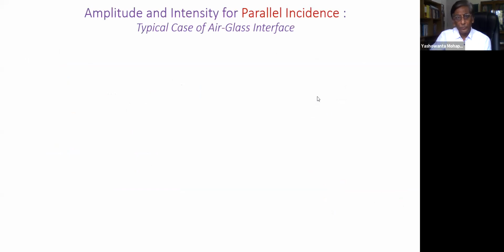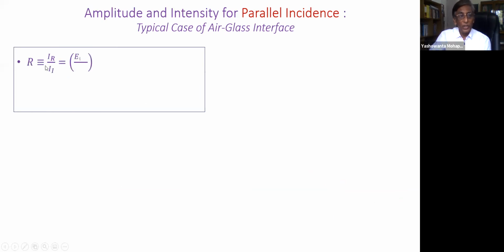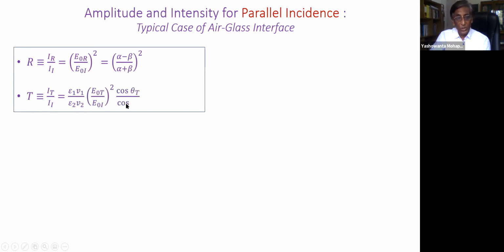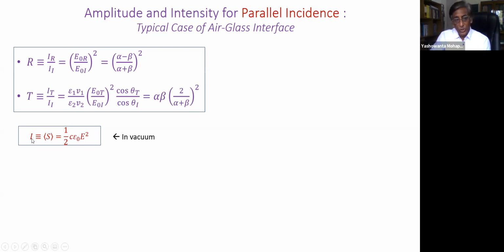Now, this is one of the characteristics of the solution. But let's look at the actual energy, the solution that I've given. I'm rewriting that. The amount that is reflected is E_OR by E_OI squared, which is alpha minus beta over alpha plus beta, whole squared, and the transmitted is I_T by I_I, so this is E_OT by E_I squared. And of course the cos is there, and this is in terms of alpha and beta, 2 by alpha plus beta. The intensity is of course in vacuum. I know what the intensity is.